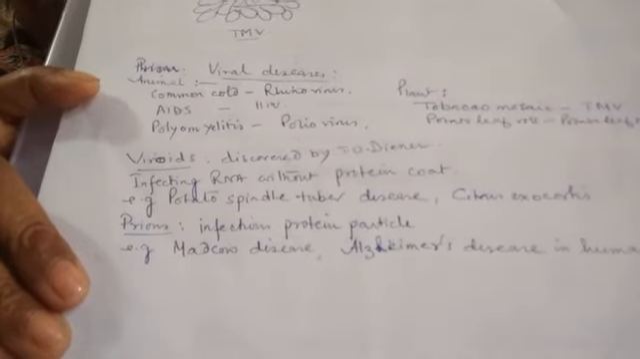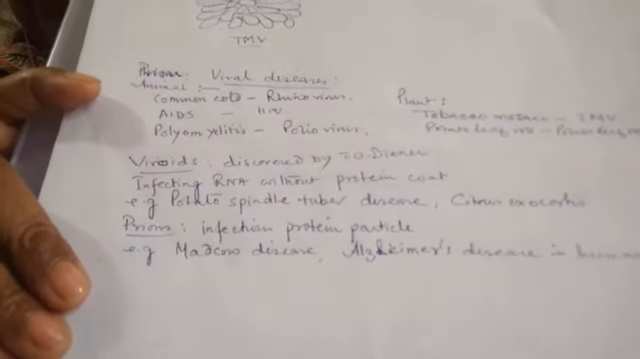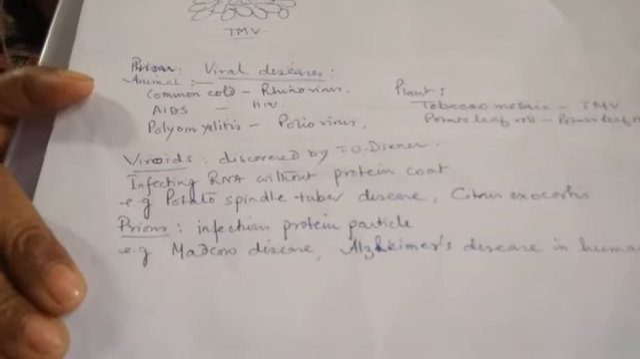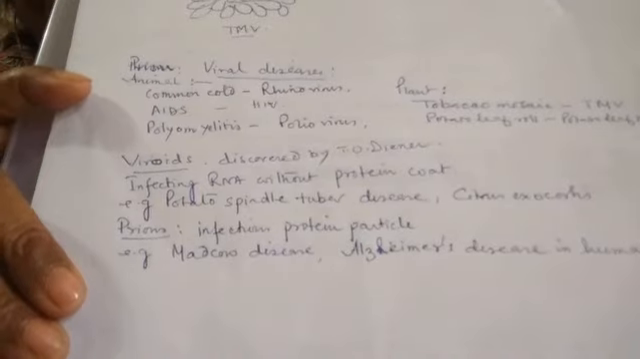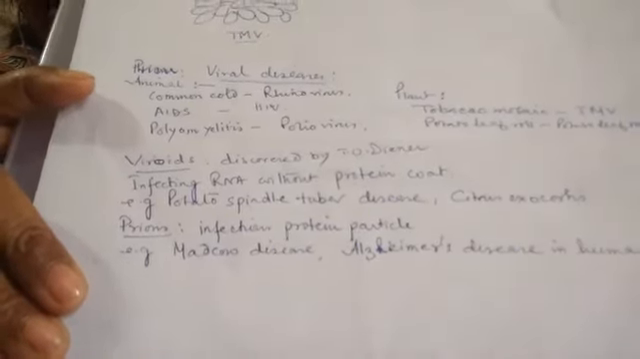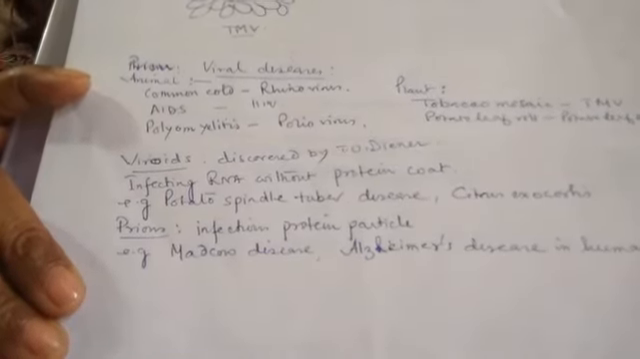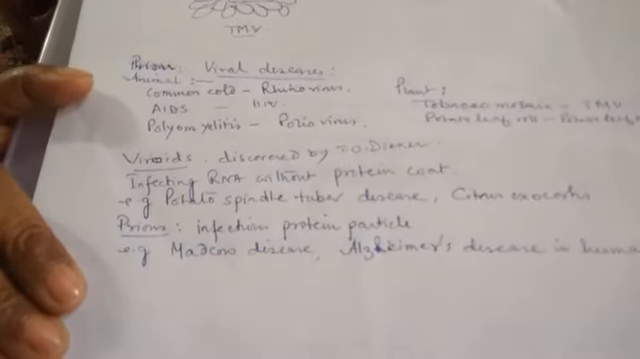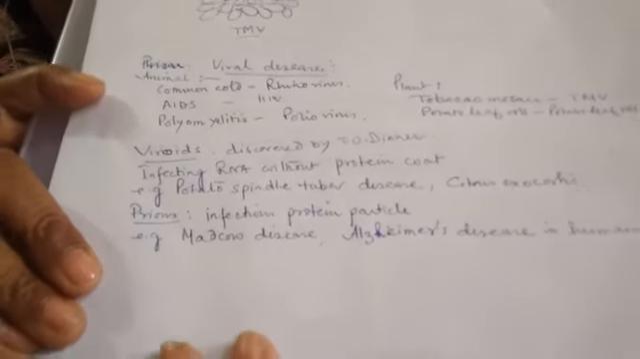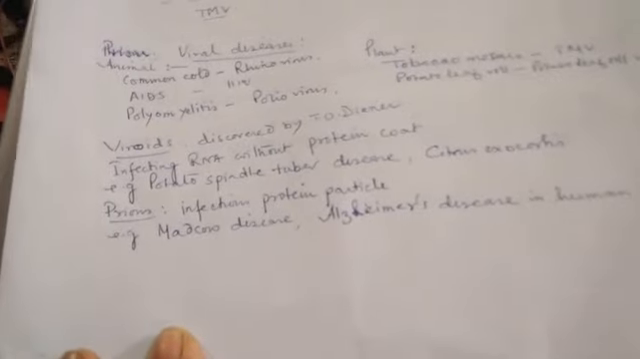So viroids, which were discovered by T.O. Diener, are the RNA causing diseases like potato spindle tuber disease, and prions are the infectious proteins discovered by Gutierrez, and that is also infectious and produces lots of diseases like Alzheimer disease in humans, Jacobson disease or mad cow disease. So all these are various particles which are even smaller than virus but are infectious and can cause disease.